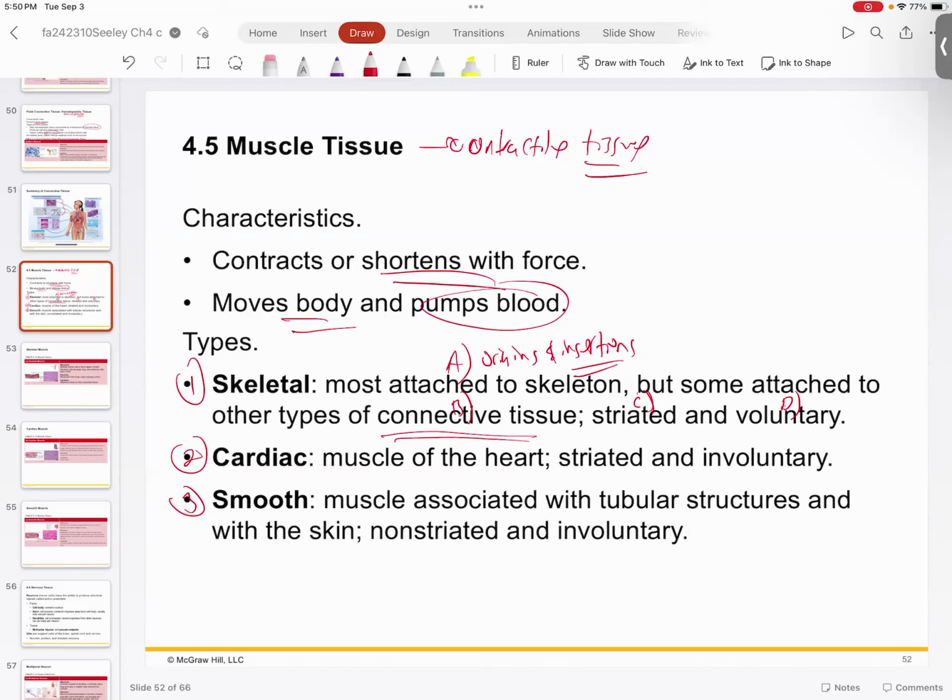Now, the cardiac muscle is a little bit different, right? Because this is only found in the heart. It is also striated, but it is not voluntary. It's involuntary, which is a good thing, by the way, right? Because the last thing you want to have to do is constantly think about making your heart beat. That would create a lot of work for you to basically say, okay, heart, beat, beat, beat, beat, right?